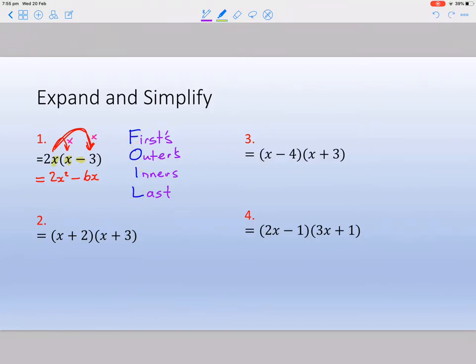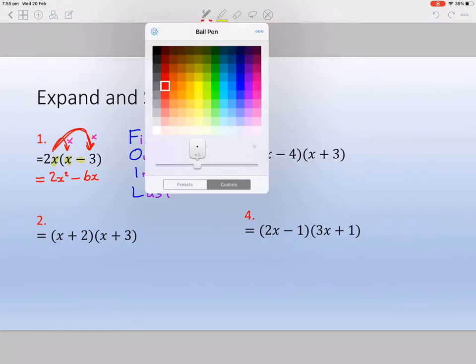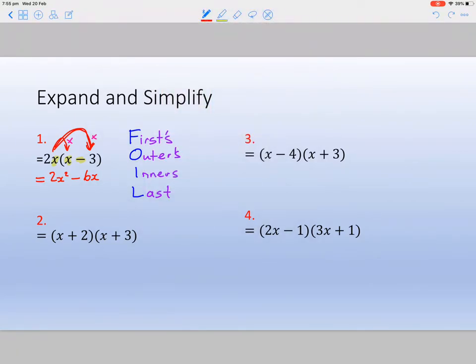Okay, now the way it works is that we're going to use ski jumps, but we're going to use it 4 times. Alright, the first one we're going to do is the first, so the first of this bracket and this bracket. So that's x times x. So what does that equal? If you said x squared, that would be right. The second thing is outers. So this is the one on the outside and this is the one on the outside. And there's a times there, so it's x times 3, and that's simply just 3x.